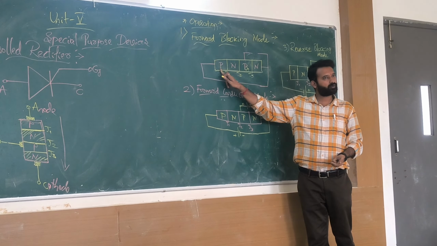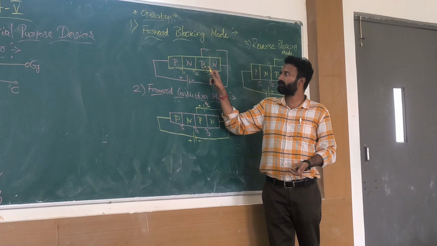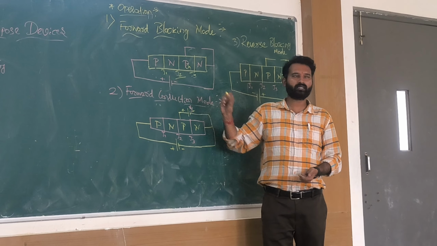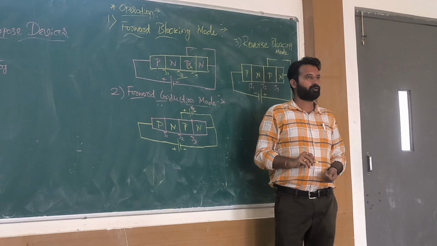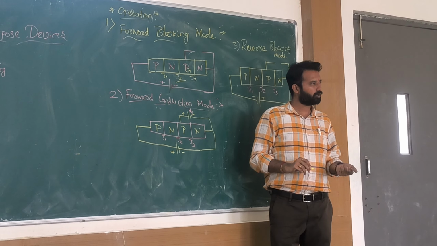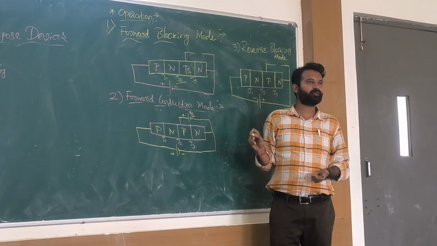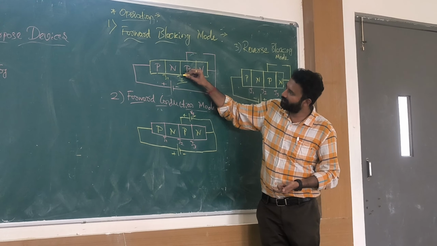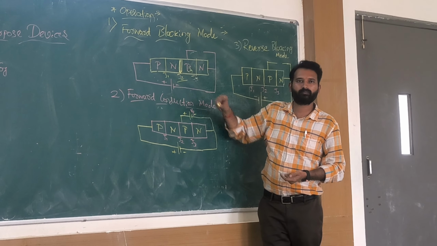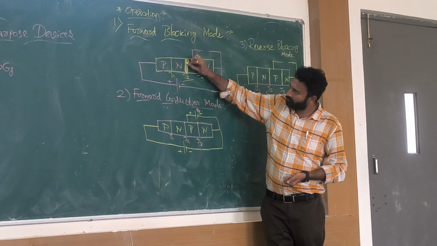J1 will become forward bias. J3 will become forward bias. P2 positive, and to negative. What happens to J2? Anybody in the class? Tell confidently. J2 is reverse bias. Negative to positive, positive to negative. If this is reverse bias, this junction will have a depletion layer. I am making it thick. I am writing a depletion layer.